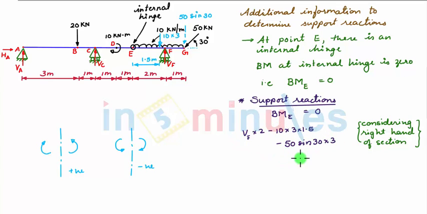So this is the expression for bending moment at point E considering the right hand side of the section, and this is equal to 0. Now we see that in this equation the only unknown is VF. After solving this, we get the value of VF as 60 kN, which is positive. This implies that VF is upward. So from four unknowns, we have found our unknown support reaction VF by using the bending moment condition. Next we find the remaining three unknown support reactions by using the static equilibrium equations.